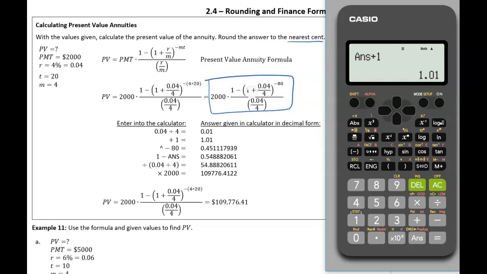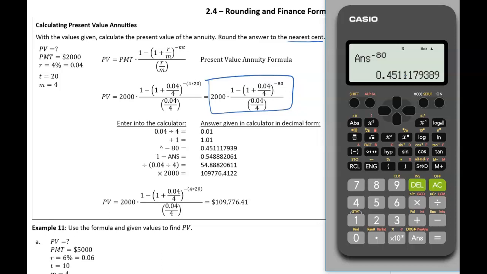Then this 1.01 is all of this inside of my parentheses. I need to raise that to the negative 80th power. So negative 80 as an exponent. And now we get to our more complicated decimals. So now we have this as the upper right-hand part of my fraction. This is where we've got to be very careful.